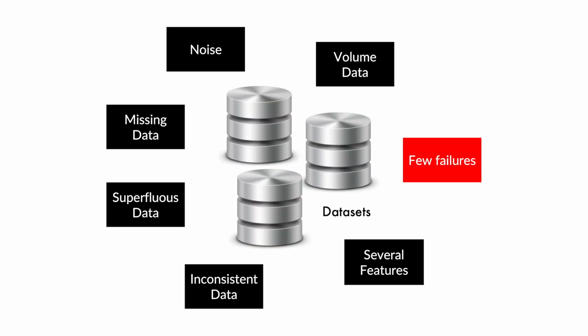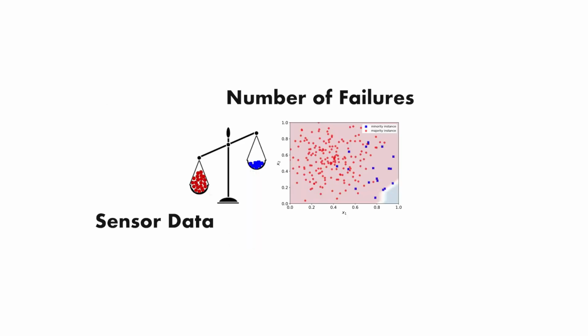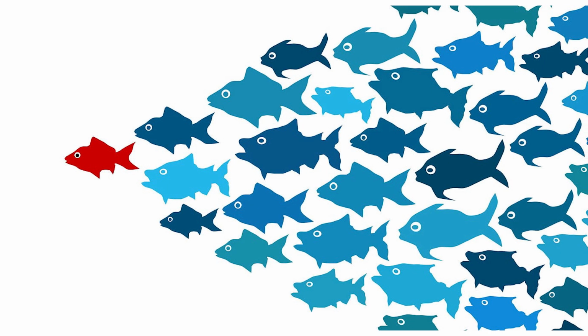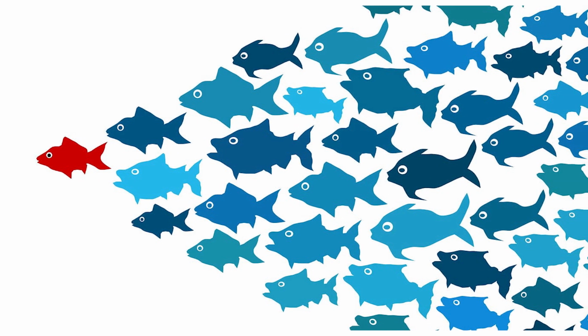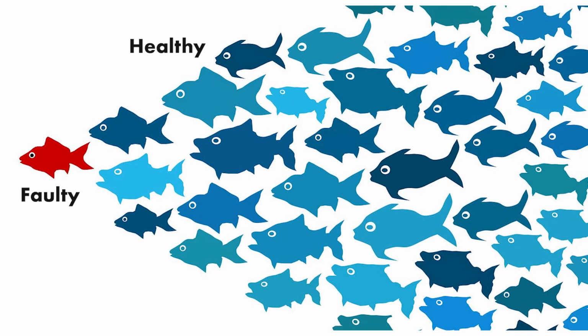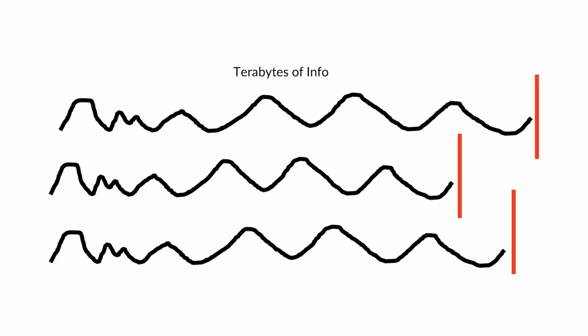In maintenance datasets, actual failure events might be rare compared to the baseline operational data, to the sensor data. This class imbalance can make it difficult for models to predict failures accurately. So if you have terabytes of sensor data, but you only have 3 failures, that can make your life a little bit more difficult.